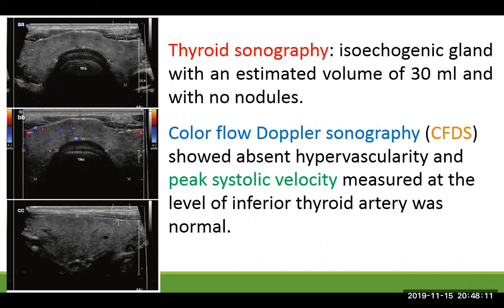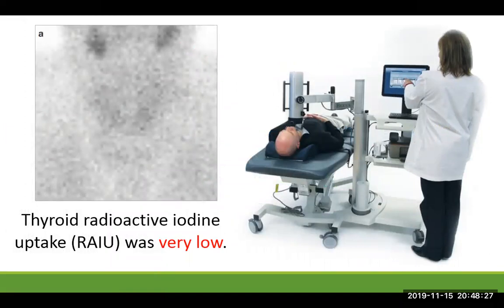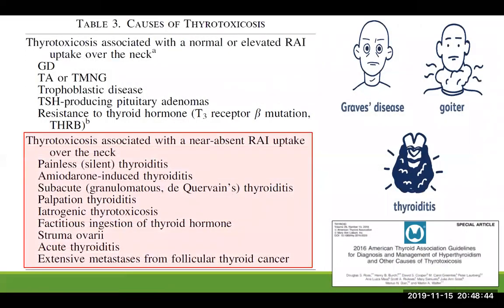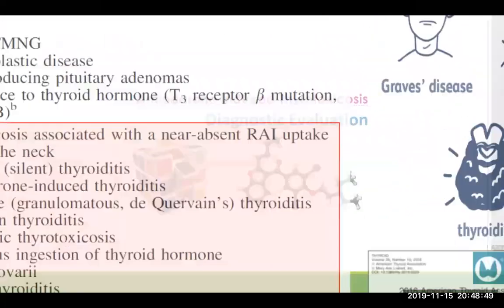This is not our duty, but we must ask the radiologist to do color sonography and detect the peak systolic velocity of the inferior thyroid artery, which is normal or elevated. And the next one is thyroid scan, which is very important to differentiate between type 1 and type 2. In type 2, radioactive iodine uptake will be very low, in most cases near 0%. But in type 1 amiodarone-induced thyrotoxicosis, it may be low, may be normal, and may be elevated in some cases.